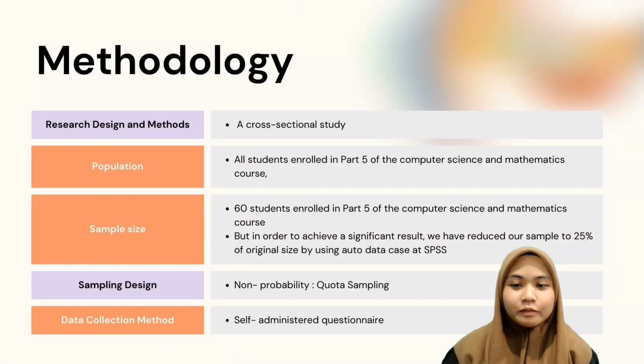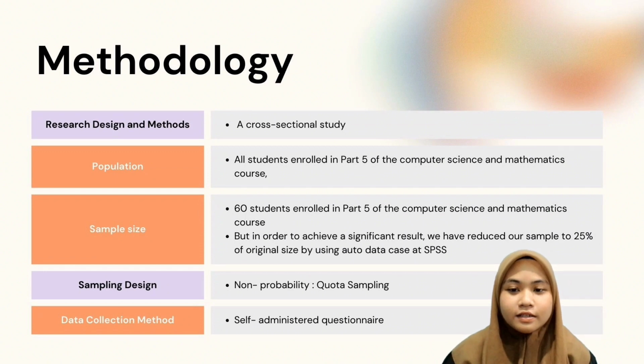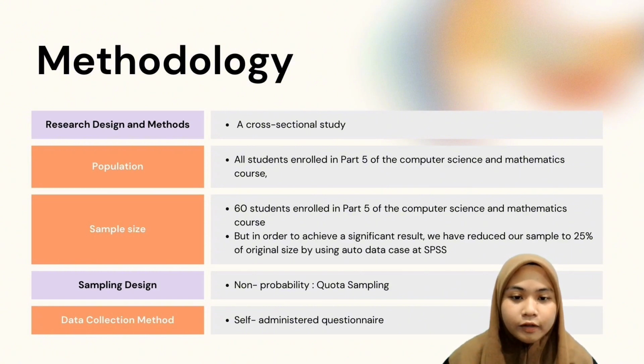Next, I will explain more about methodology. The first one is research design and methods. We use a cross-sectional study for the population. All the students enrolled in Part 5 of the Computer Science and Mathematics course. For the sample size, we use 60 students enrolled in Part 5 of the Computer Science and Mathematics course.